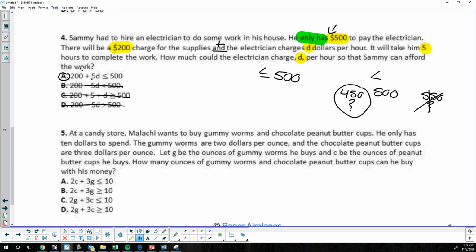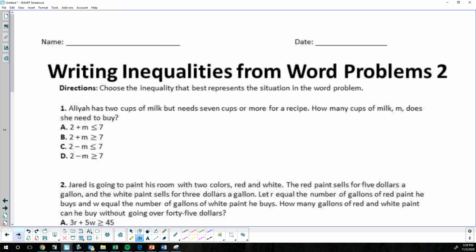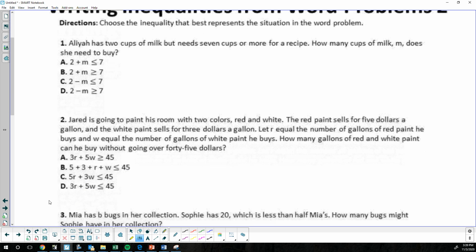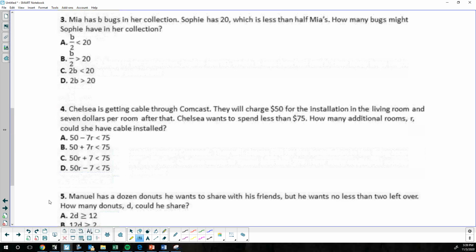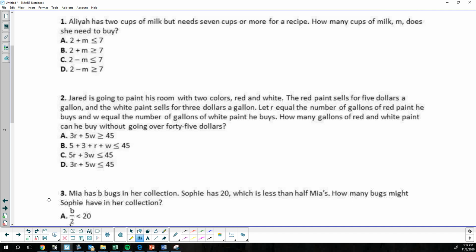So those are some examples of how to set up and how to translate the word problems into inequalities. Okay, so you're going to get a page in your second piece of your assignment that looks like this. So your goal is going to be to pick the right choice.